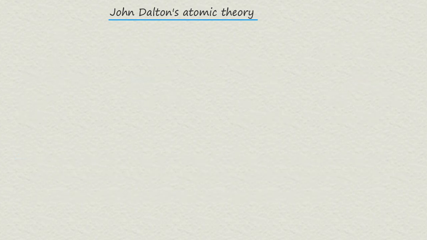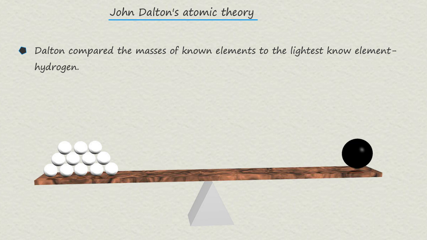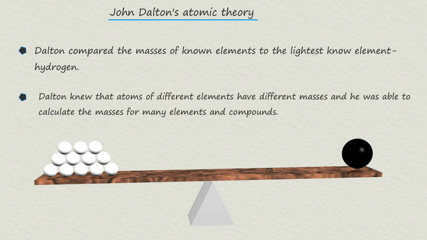Though Dalton had no means of measuring the masses of individual atoms, he compared the masses of other atoms to the lightest known element, hydrogen, which was given an atomic mass of 1 unit. From his experimental work, Dalton was able to measure the masses of many elements and compounds by comparing their masses to the lightest known element, hydrogen.